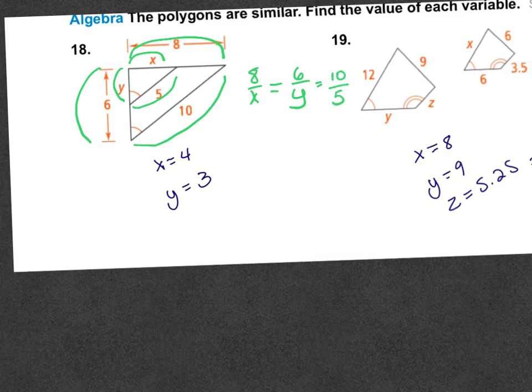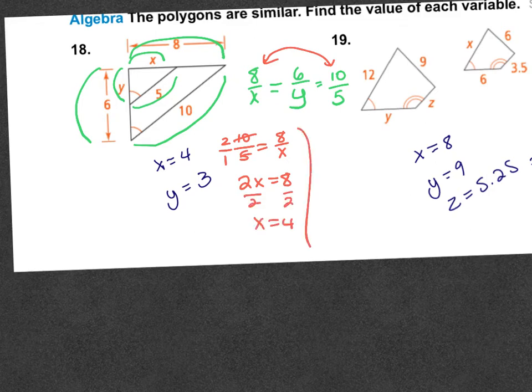And then you want to do them one variable at a time. So I can say that 10 to 5 equals 8 to x. This would be 2 to 1. And then cross multiply, 2x would equal 8. Divide by 2, and x is 4. And then do the same thing but with y this time. 6 over y equals 10 over 5, which we just said was 2 to 1. I get 6 equals 2 times y. Divide by 2, and y is 3.